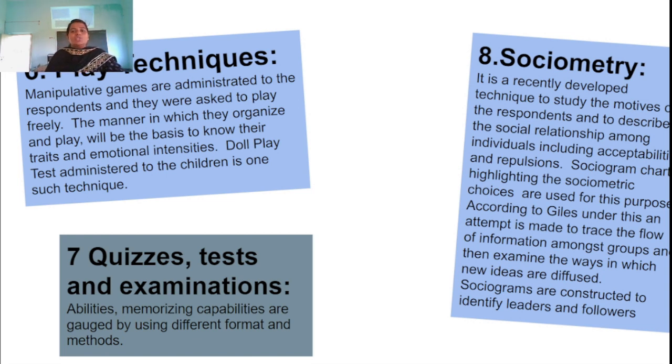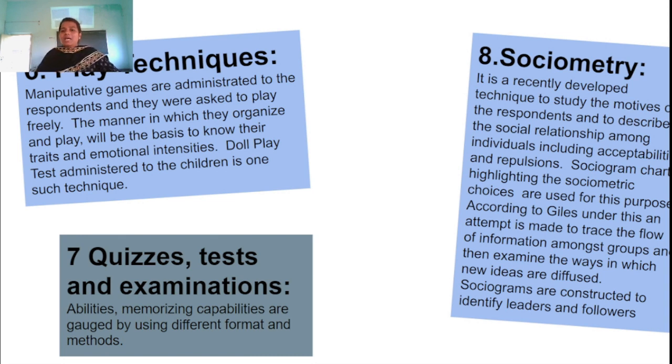And the last one is sociometry. It is a recently developed technique to study the motives of the respondent and to describe the social relationship between individual acceptability and the responses. Sociometry is a tool where we can build a good rapport between the experimenter and the respondent. When an experimenter is free to receive all kinds of responses, it helps us to deviate in a different manner, and it makes it easy for them to know what we are expecting from the respondent; it can be drawn out very easily. So sociometry is one of the methods of projective techniques.